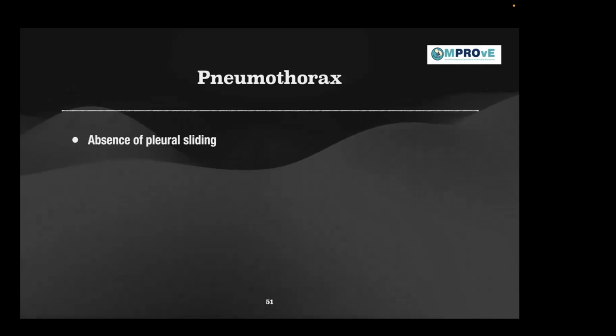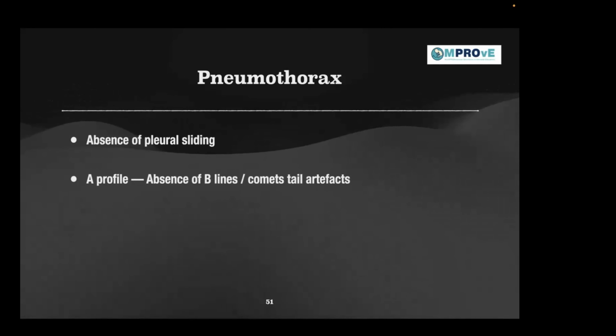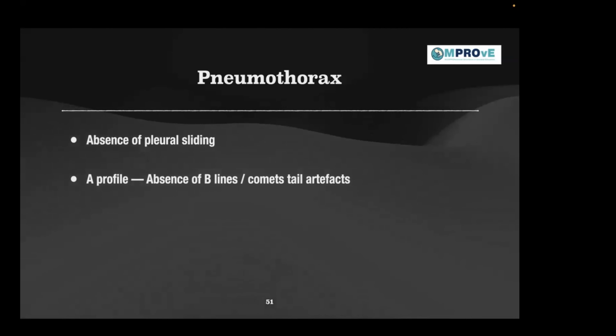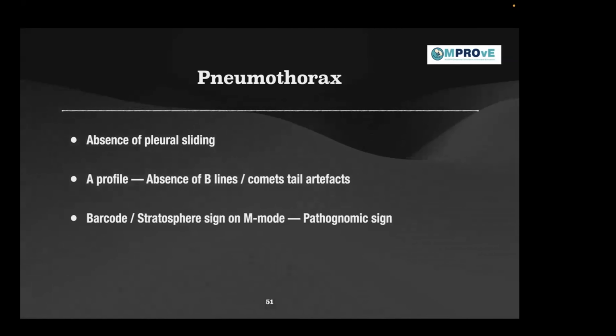Let's talk about pneumothorax now. Of course, there will be an absence of pleural sliding. You will see an A profile, or as the BLUE protocol likes to say it, an A prime profile. So it's all A lines because it's all air. There is no fluid. That's what pneumothorax is. So you're not going to see any B lines or comet-tail artifacts. So absence of B lines and comet-tail artifacts is A profile.